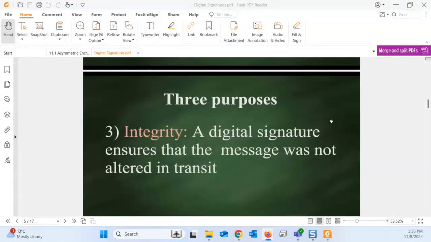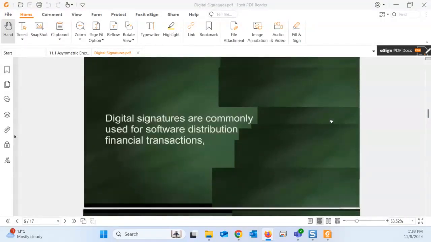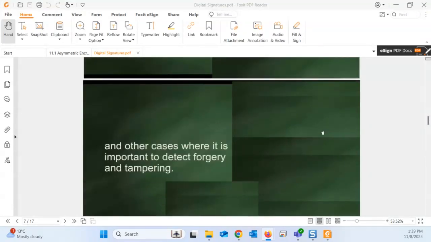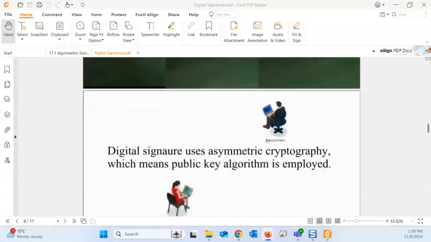Non-repudiation means with digital signatures, the sender cannot deny having sent the message later on. Integrity. A digital signature ensures that the message was not altered in transit. And how it's going to happen, you will see in the visual diagram of it. Digital signatures are commonly used for software distribution, financial transactions, and other cases where it is actually important to detect forgery and tampering in the document.